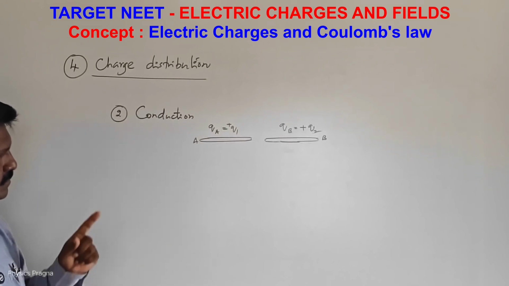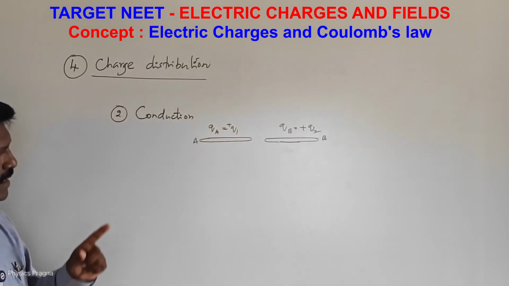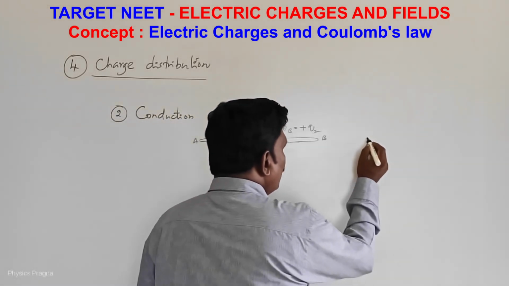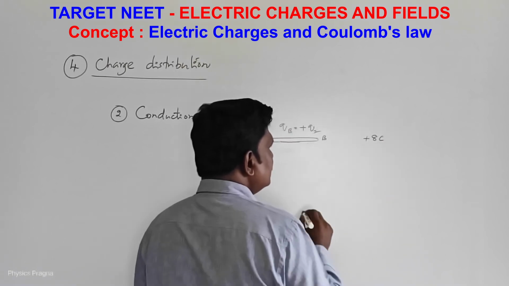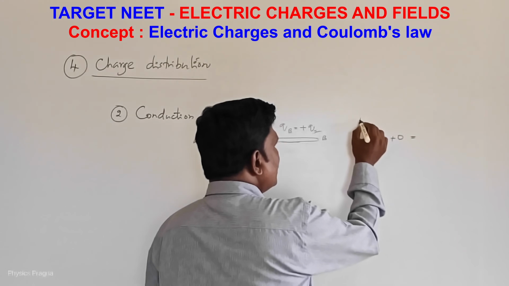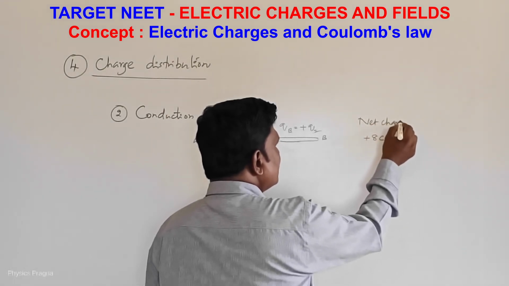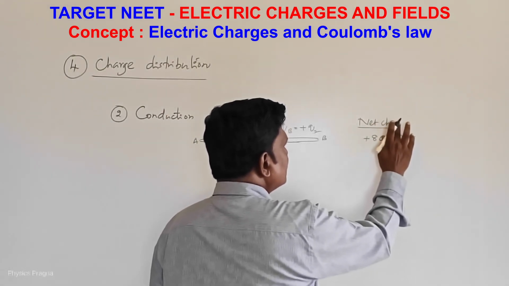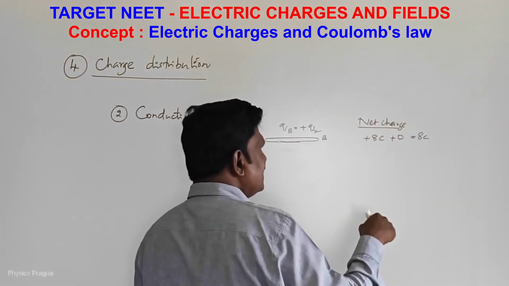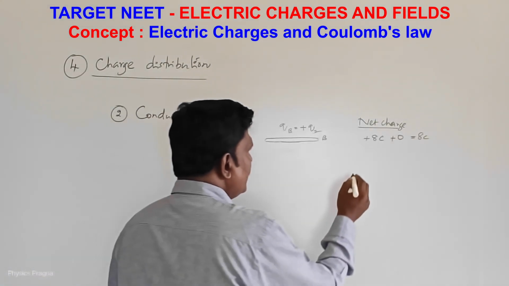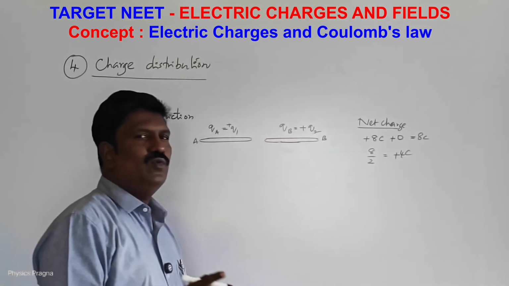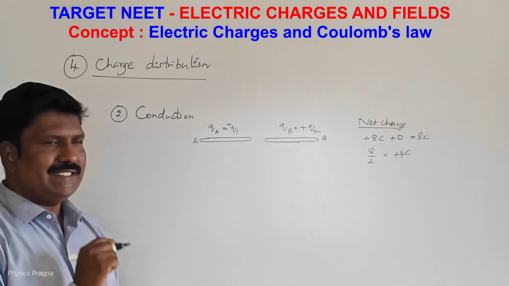Now here one body is having charge Q1, another body is having charge Q2. See, previously one body was having plus 8 Coulomb, another body was having 0 Coulomb. So the total net charge is equal to 8 Coulomb. That is shared by two bodies. That means 8 by 2 Coulomb, so plus 4 Coulomb. So both bodies are having plus 4 in the previous example.